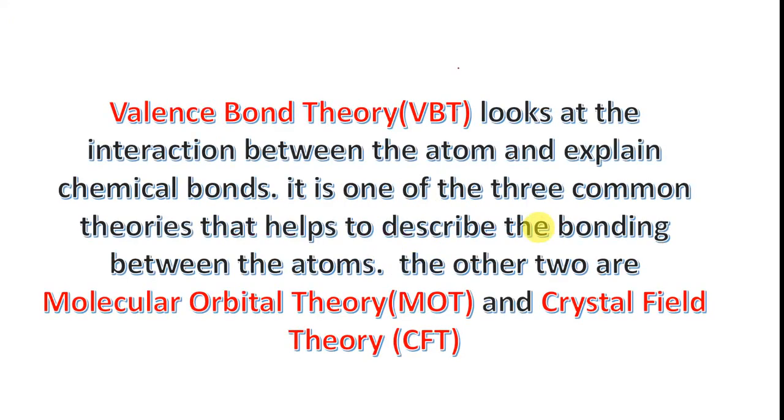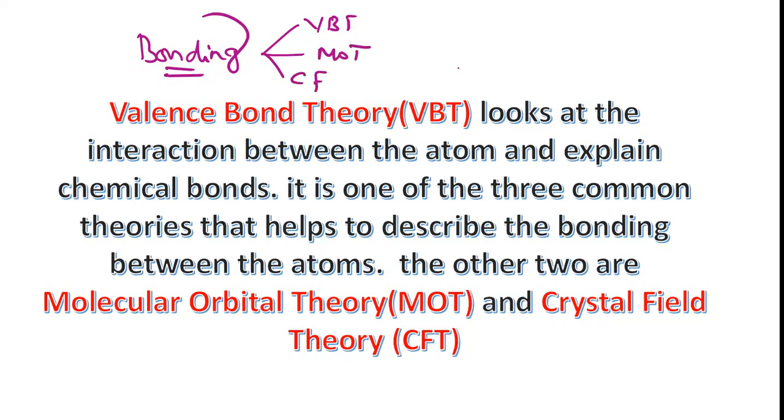So, valence bond theory. There are three theories to describe the bonding in atoms. It describes the nature of chemical bonds, right? One is this VBT, another one is MOT, molecular orbital theory, and another one is CFT, crystal field theory. The valence bond theory talks about the interaction between the atoms and explains the chemical bonds here. And the other two theories are MOT, molecular orbital theory, and crystal field theory.